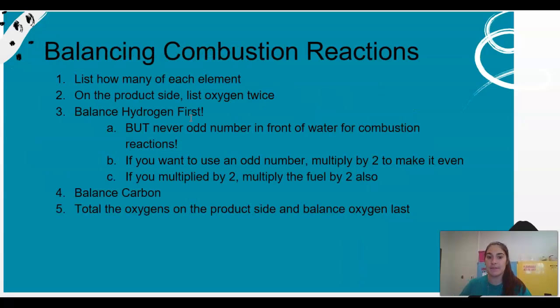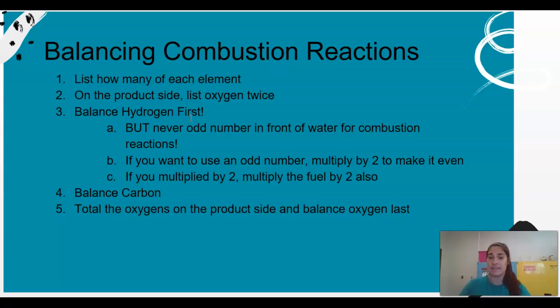So these are the steps I recommend. Just like any balancing, go ahead and list what you have, right? So carbon, hydrogens, and oxygens. And then I recommend that on the product side, you list oxygen twice, okay? This is because you've got oxygen in CO2 and oxygen in H2O, and so it's just going to be helpful to keep those oxygens separate in your mind when you're trying to balance them, okay? So that's what you're going to do first, and then you're ready to balance.